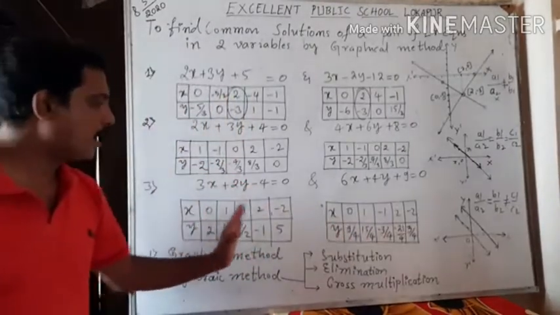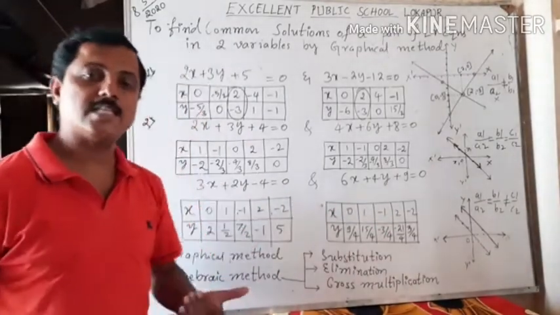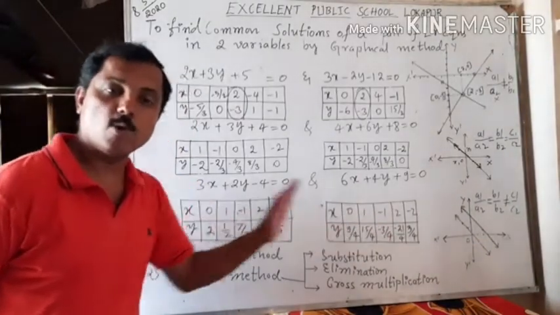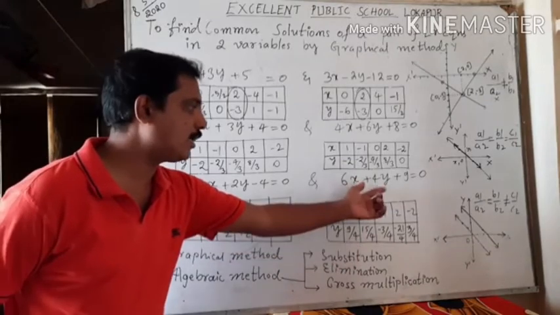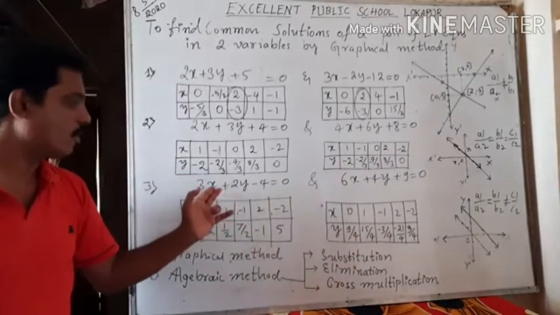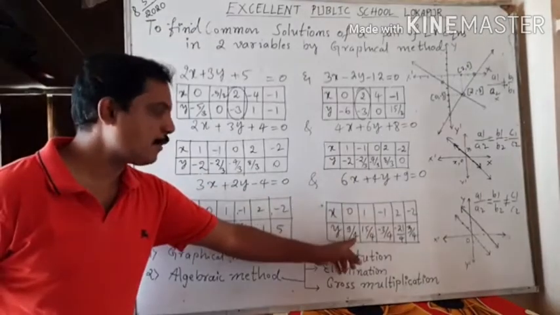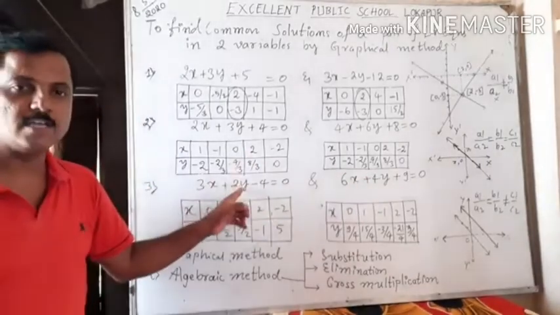Here, when we compare the solutions of these two equations, we find that there are no common solutions for both the equations. If you take 0, 9 by 4 and put here, only this equation is satisfied. If you put 0, 9 by 4 here, this equation is not satisfied. That is why 0, 9 by 4 is the solution of only this equation. That is not the solution of this equation.